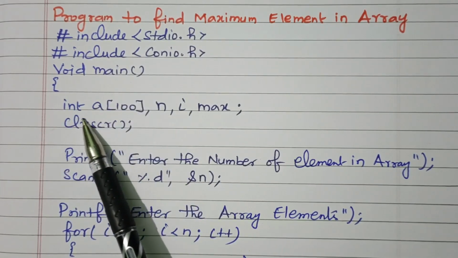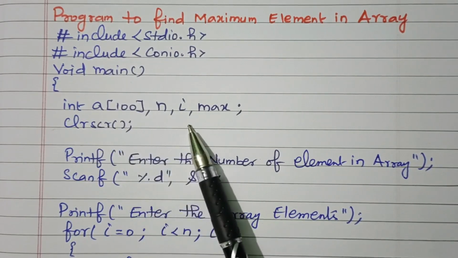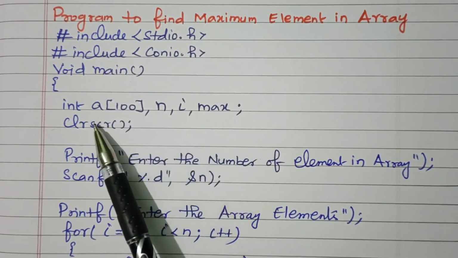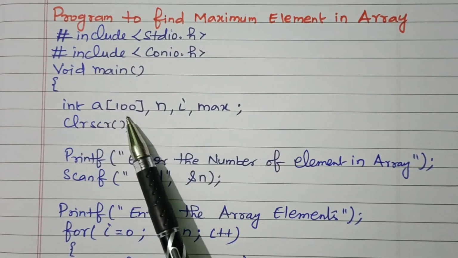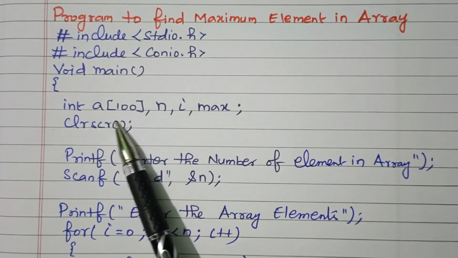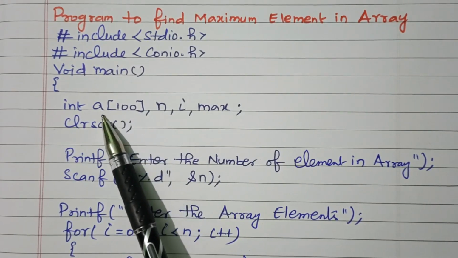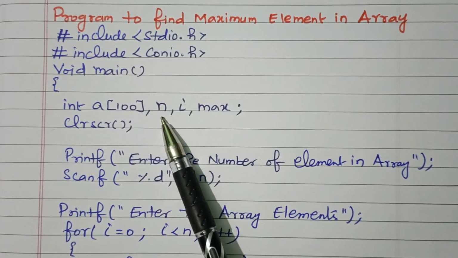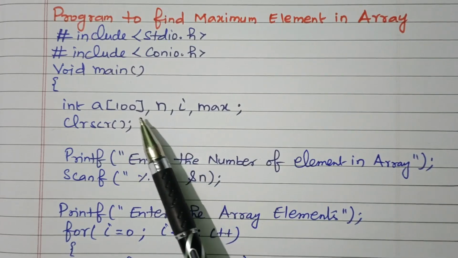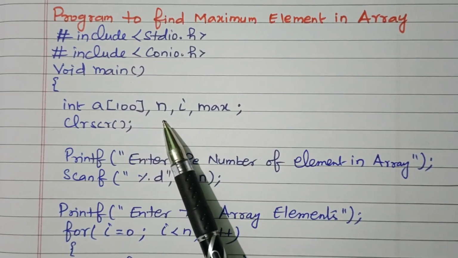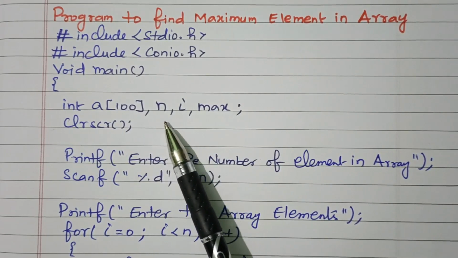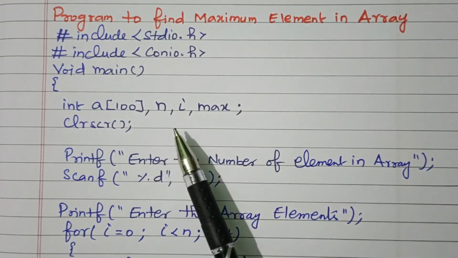The first step is we need to declare the variables. The first one is int a[100]. So this is a single dimensional array. Array name is a and maximum size is 100. So we can store 100 numbers in this array. Then n is how many numbers we are going to use. This is the maximum size, and n is how many numbers. We can use either 5 numbers or 10 numbers.